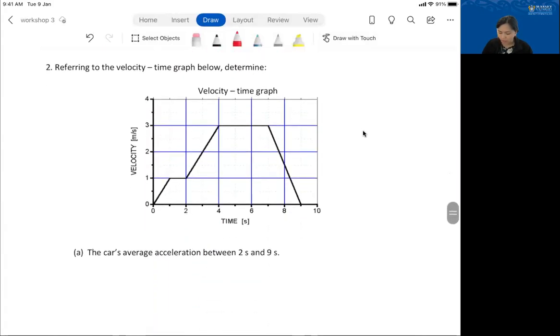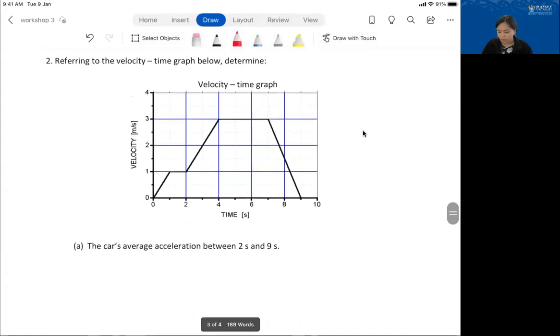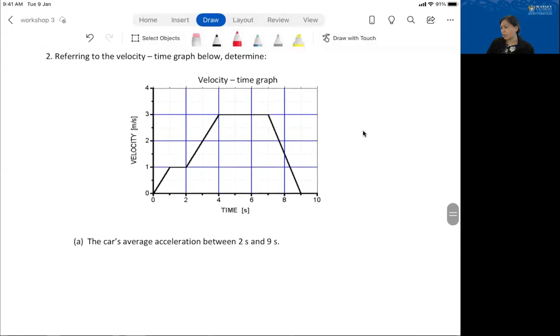Right, so we have here a velocity time graph again, but it's a bit more complex. The first question is to find the average acceleration between 2 and 9 seconds. So 2 and 9 seconds, it's this portion. That's 2 seconds, oh, magic marker. And 9 seconds is this. Right? So we want to find the average acceleration, and we have a velocity time graph.